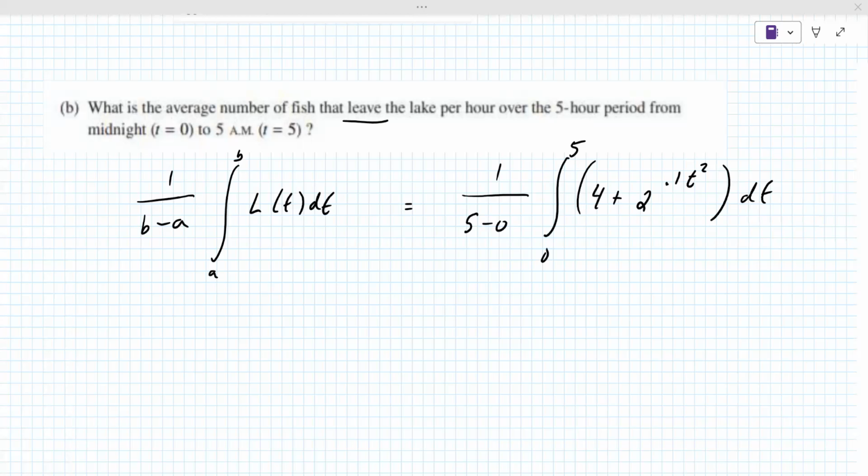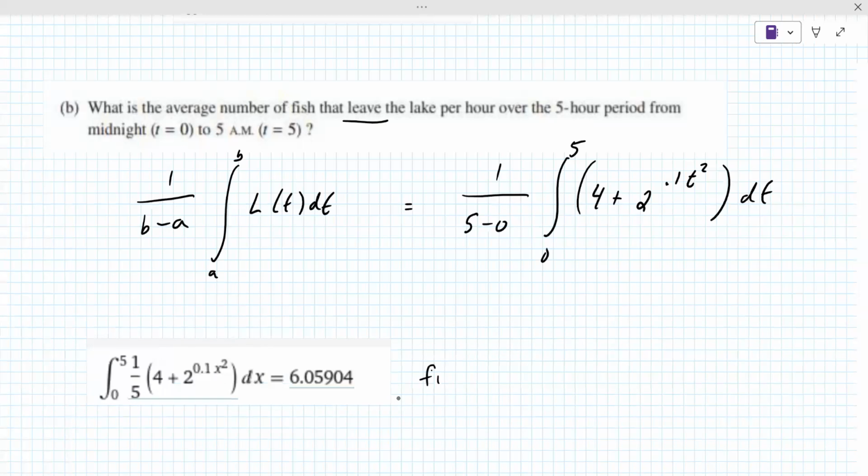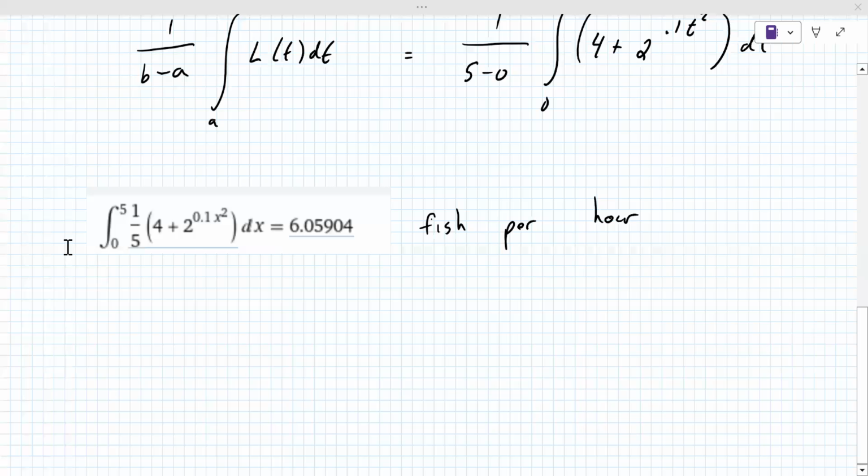I got 6.01. Okay. I'm in the same ballpark here. I get 6.1. It doesn't say what to round to, so not really sure what you're supposed to say, but it's fish per hour is the units here. So it's all about interpreting the words and saying, okay, this word means this calculus thing that I've learned over the year.